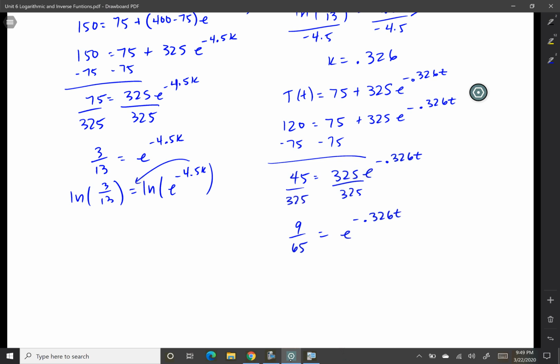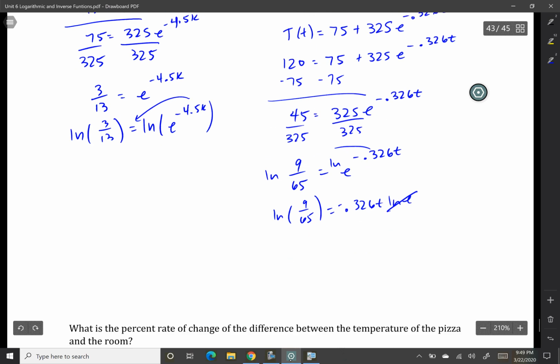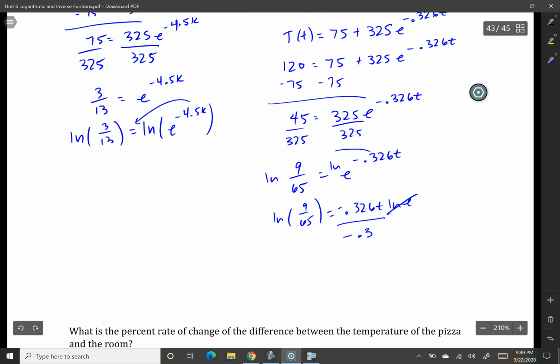So when you take the natural log of both sides, so we'll have the natural log of 9/65 is equal to, the exponent comes to the front, negative 0.326t ln of e. ln of e we like, it becomes 1. Divide both sides by negative 0.326 and figure out what that comes out to be in my calculator. So we'll do the ln of 9/65 divided by negative 0.326. And we get a time of 6.06 minutes.